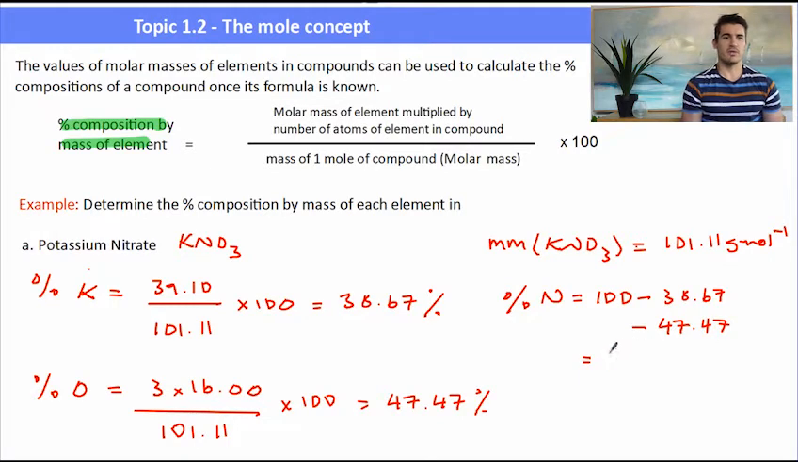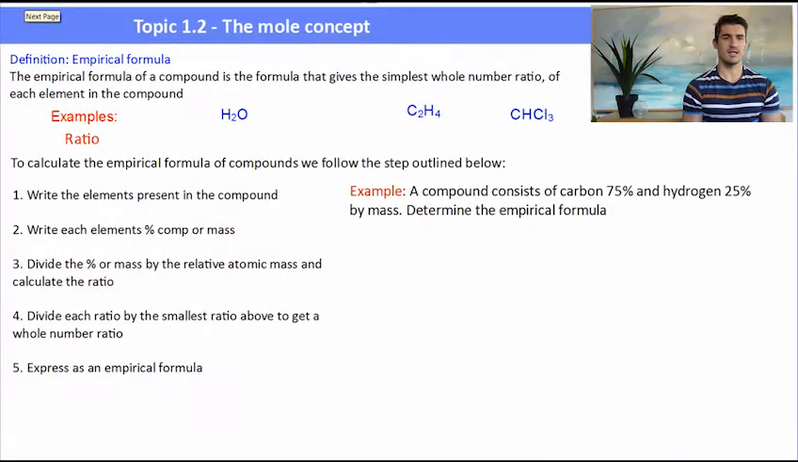So the definition of an empirical formula is one that you need to know. The empirical formula of a compound is the formula that gives the simplest whole ratio of elements in the compound. So for instance, H2O, that has a ratio of 2 hydrogens to 1 oxygen.